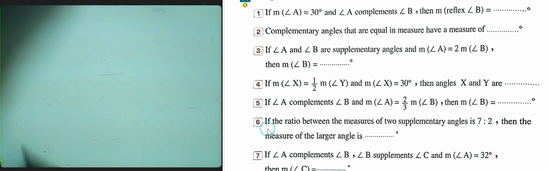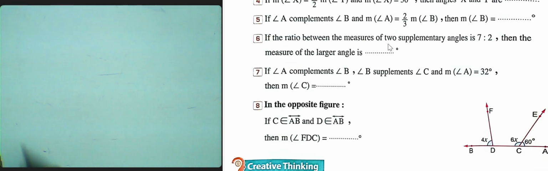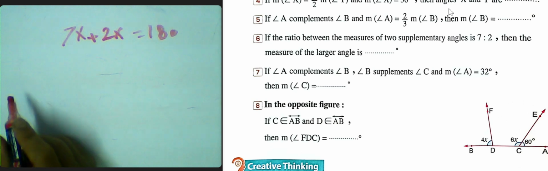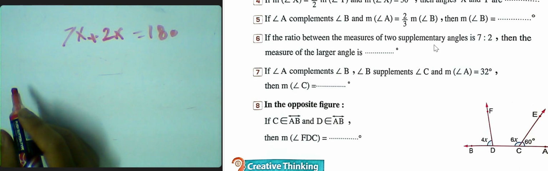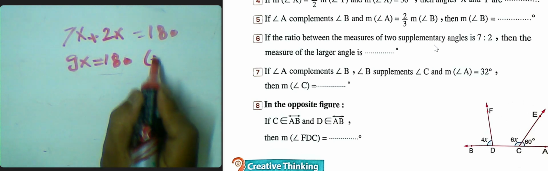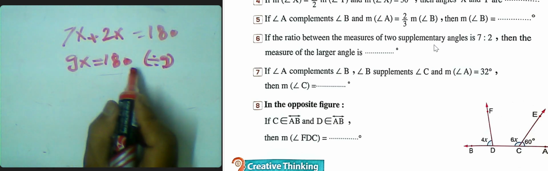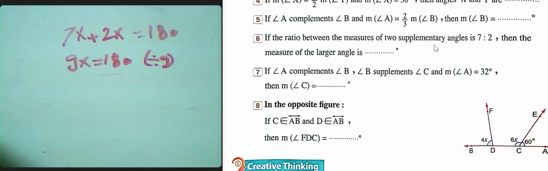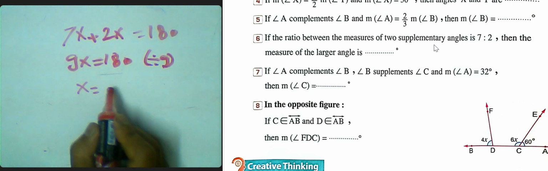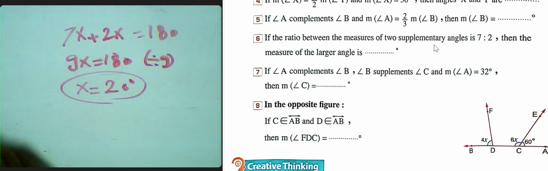Next example, question number 6. If the ratio between two supplementary angles is 7 to 2, then the first will be 7x and the second will be 2x, and the sum of them equals 180. They tell us supplementary angles. Then 7x plus 2x equals 9x. 9x equals 180. Then the value of x equals 180 divided by 9 equals 20 degrees.